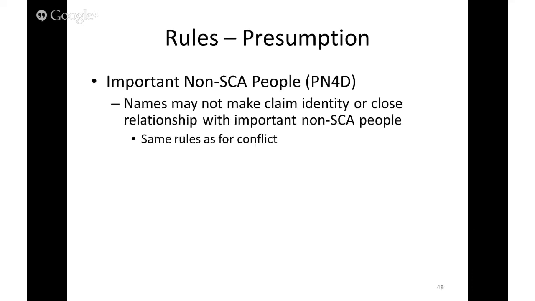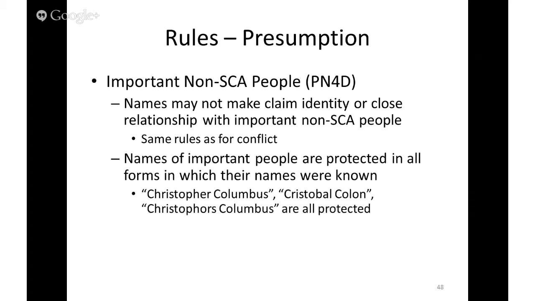Important non-SCA people: you cannot make a claim of identity or close relationship with important non-SCA people. This uses the same rules as for conflicts, which we'll cover in a separate class, but this includes both real people and fictional people. One of the important things is, what's an important non-SCA person? First of all, if someone's an important person, we protect them in all the forms in which their names were known. So if we're protecting Christopher Columbus, we also protect Cristobal Colon and Christophorus Columbus, because these were all names that he was known by in period.